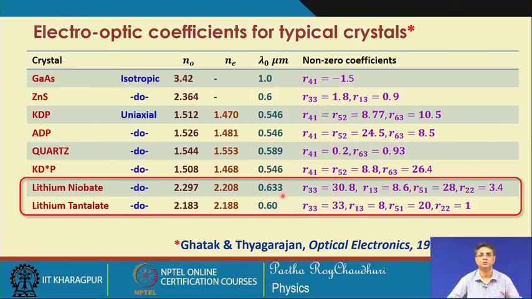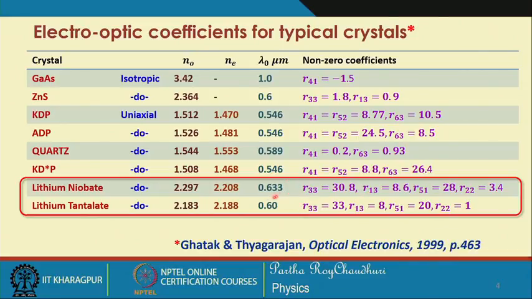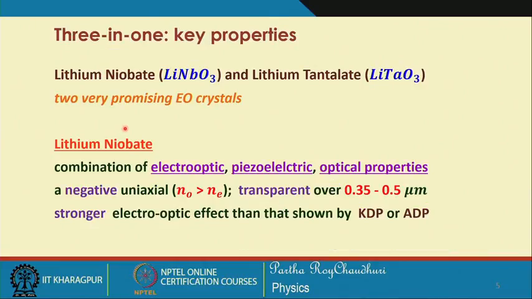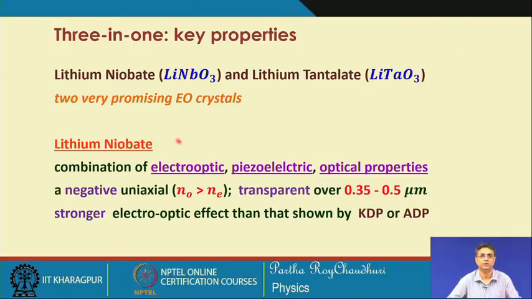Lithium tantalate also is under the same group and has almost similar properties. So, both of these two crystals have made these electro-optic materials very rich in terms of electro-optic properties. So, lithium niobate is 3 in 1; there are 3 very important properties that I was talking about. This is a combination of electro-optic, piezoelectric and optical properties. So, in one platform, with one crystal, one can make use of the combination of these 3 properties.